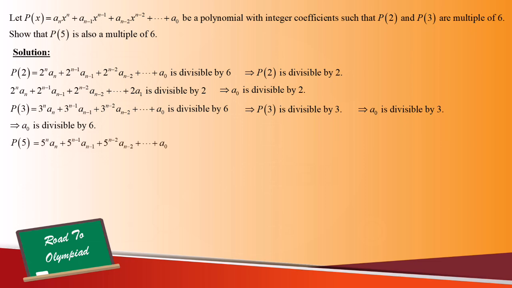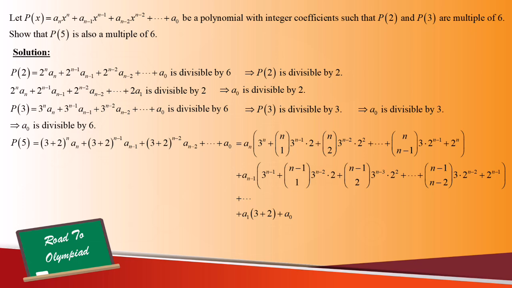Now consider P(5), which is equal to 5^n a_n plus 5^(n-1) a_(n-1) plus 5^(n-2) a_(n-2) until a_0, where we can rewrite each of the 5 as 3 plus 2 and expand each of the (3 plus 2)^n by using the binomial theorem to obtain this. Now here, notice that each term in each of the expansions, except for the first and the last term, consists of factors 2 and 3, and thus they are multiples of 6.